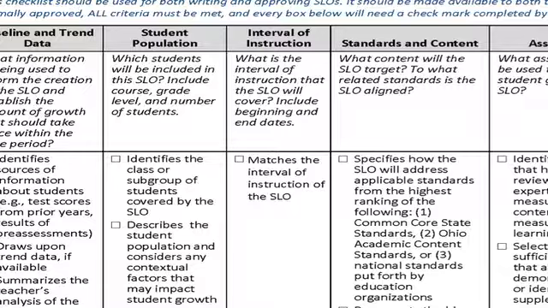And this is also the one that is the most significant change. And we'll talk about it as we get there further. But notice under interval of instruction, there's one checkbox. How do I know if I've written my interval of instruction correctly? You look at the checkbox and say, have I written it, and does it match the interval of instruction of the SLO? Yes, no, check.